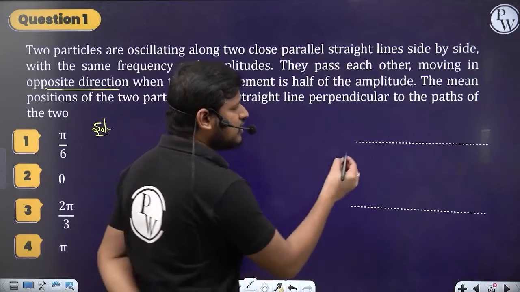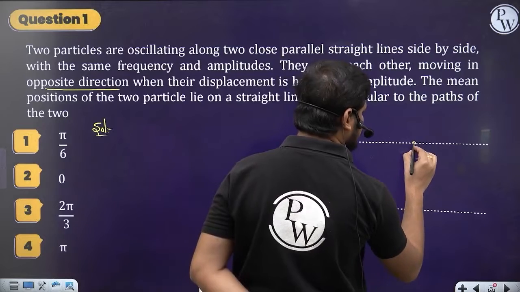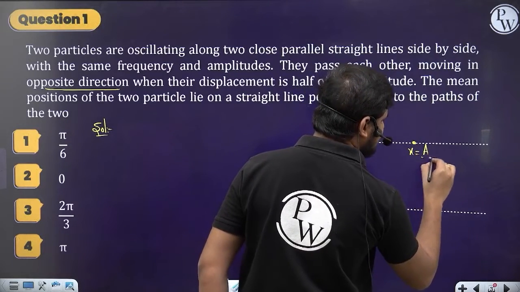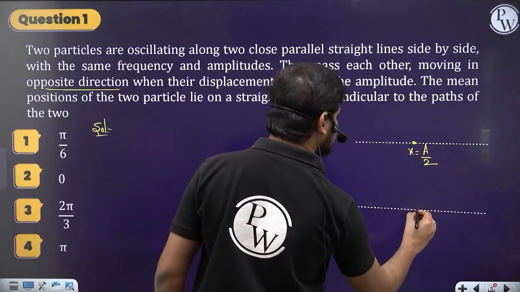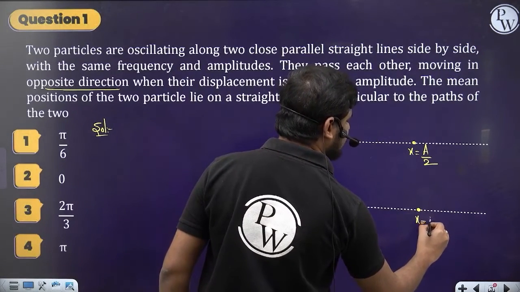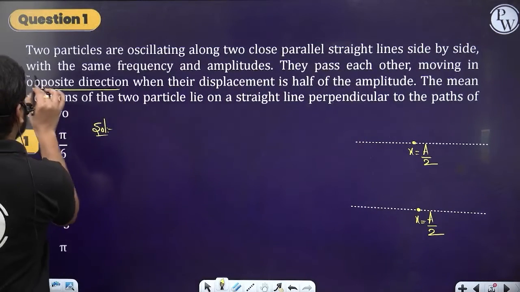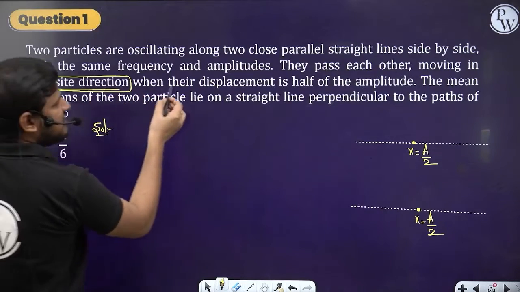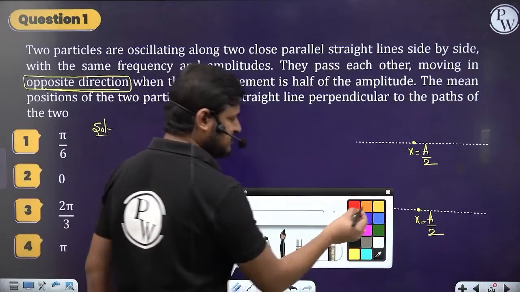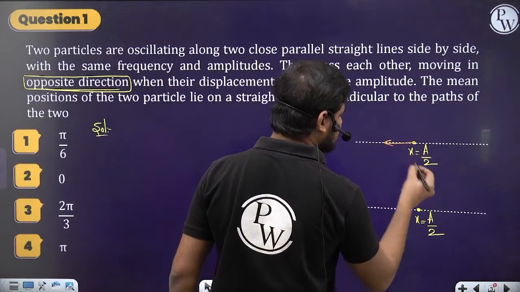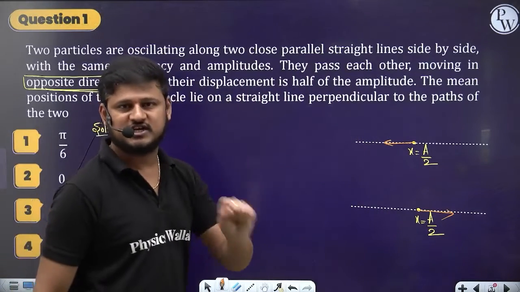Let's suppose particle 1 reached here. This is the place where the displacement is half of the amplitude, and particle 2 has also reached half of its amplitude, x equals a by 2. At this point they are in opposite directions, which means this particle is moving this side and the second particle will be moving towards the right. This is the opposite direction, right?